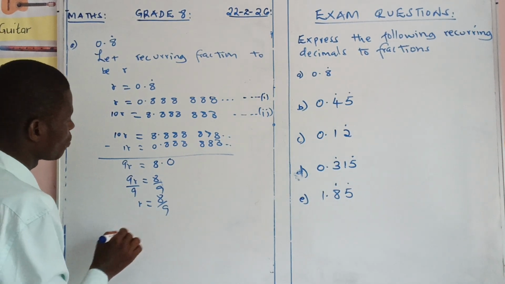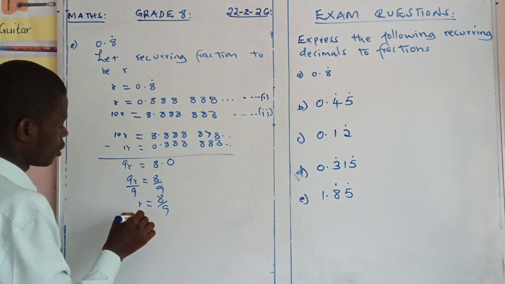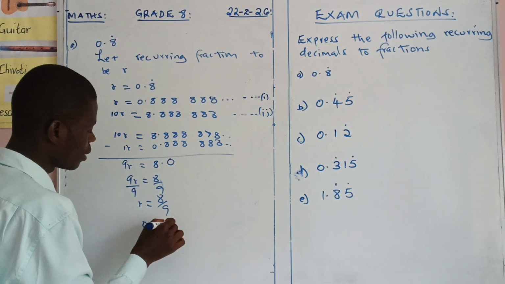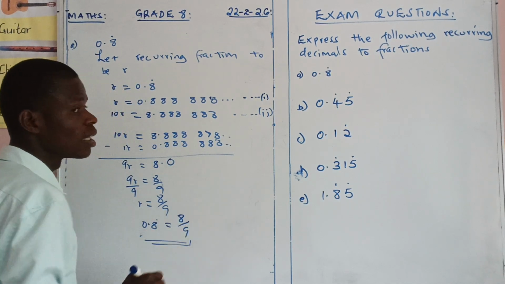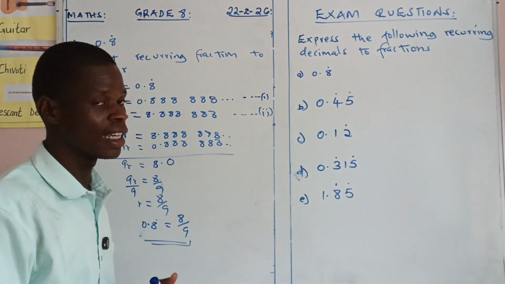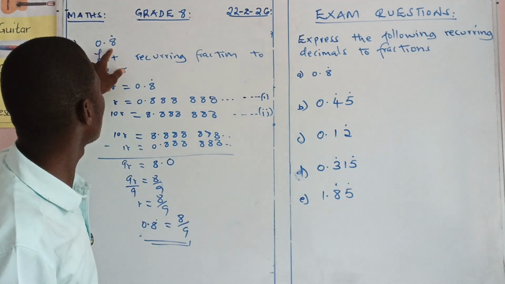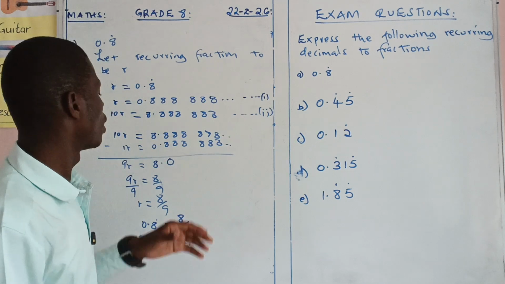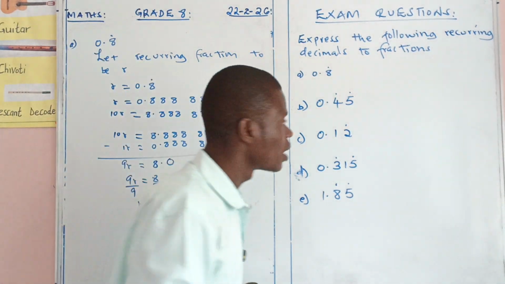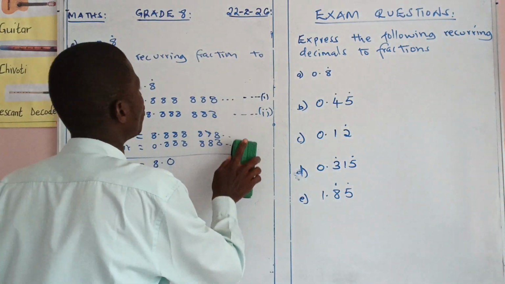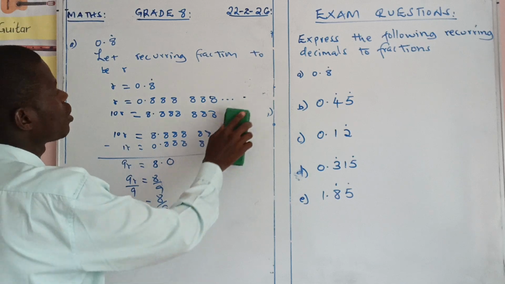So R, or 0.8 recurring as a fraction, is now 8 over 9. That's the one thing you need to understand. This is how we can convert a one-digit recurring decimal to a fraction. Easy steps. So that's the first question, part A. You can pause the video and write the question.